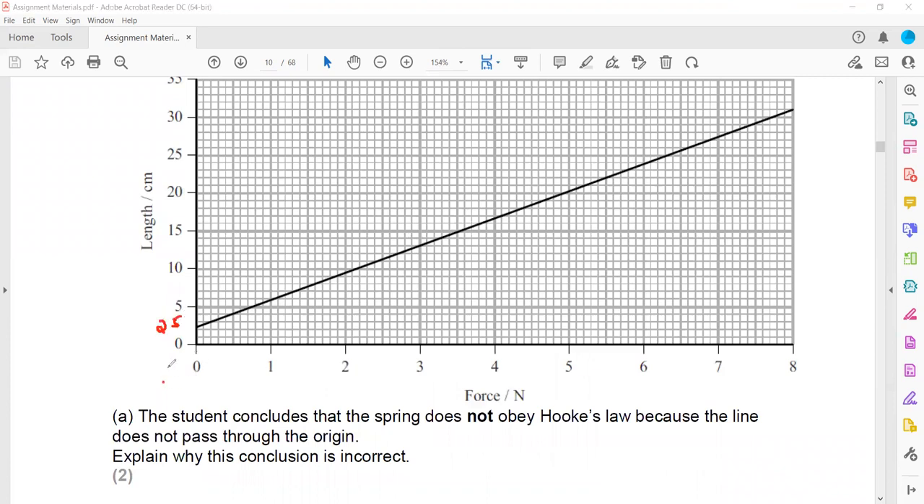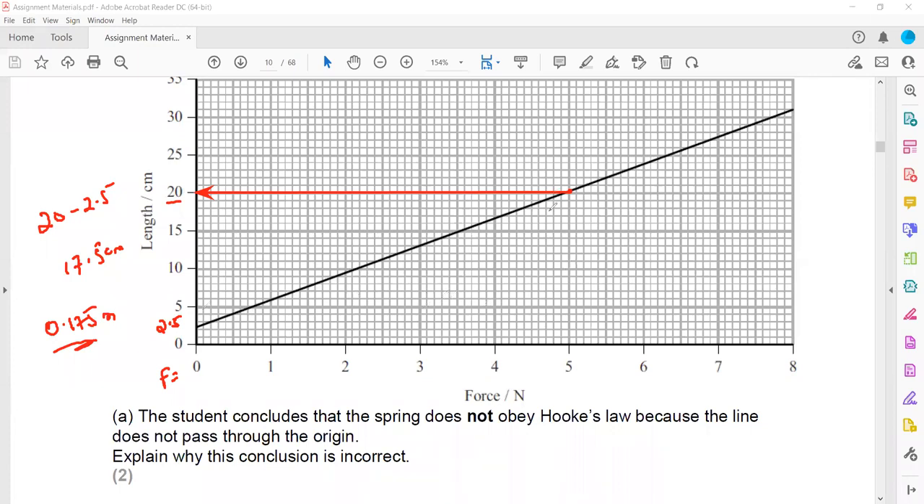So 2.5 when the force is 0. For example, say this is 20 when the force is 5. But as you can see, most of the questions give you the values in centimeters, so don't forget to convert into meters. This is 2.5, this is 20, so 20 minus 2.5, which is 17.5 centimeters. We divide by 100, 0.175 meters will be there.